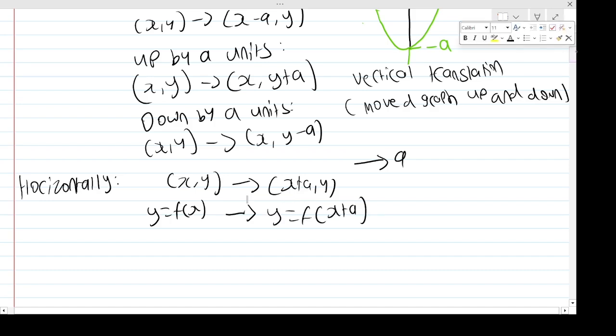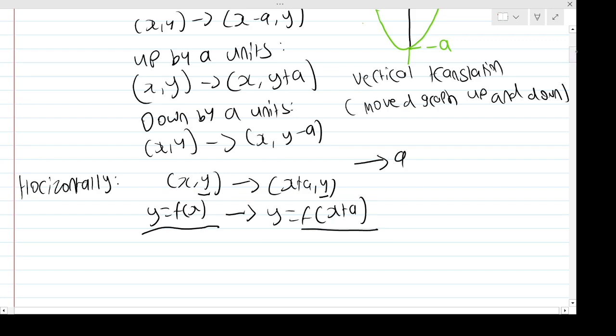However, what's the problem here? Well, the problem here is the y value has to remain intact, because I'm not changing the y value, because I'm only moving it right or left, but it's not going up and down. So the y value has to be the same. However, here originally y was f of x, but now I've changed the y value to be f of x plus a. That will give a different output.